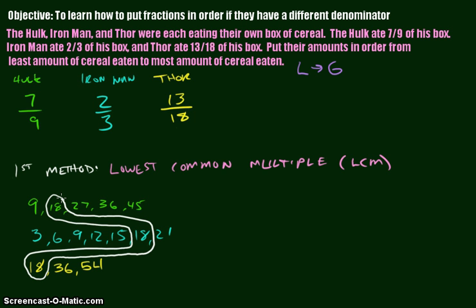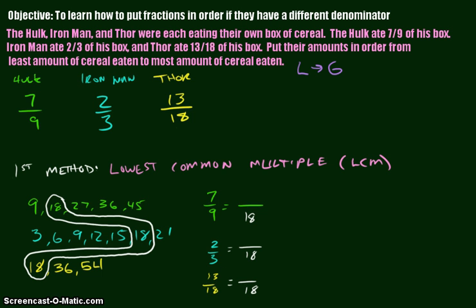18. And so now, since I know all three of these denominators can go equally into 18, I'm going to make equivalent fractions. Let's take 7/9 equals something. Let me get my lowest common multiple, 18. All of them are going to have a fraction where the denominator is 18, because if my denominator is the same, then I can easily put them in order from smallest to biggest. So let's see, 2/3, Iron Man's bowl of cereal was 2/3, and Thor's bowl of cereal was 13/18.